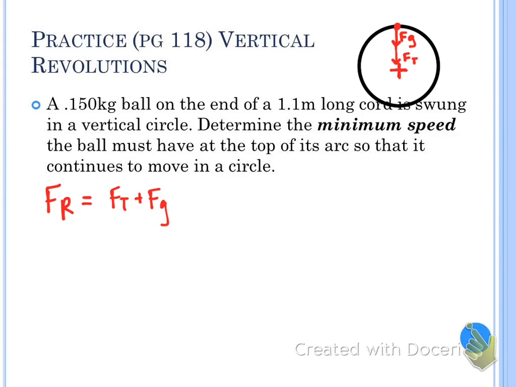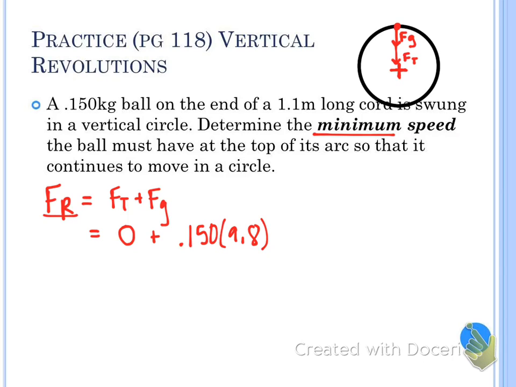If we know our object is at the top of its motion, what do we know about the tension in the string? It's the minimum it can do without falling out. So technically our tension would be 0. We want the least amount that it can do. That's specific to this problem because we're looking at the minimum speed. If it was the maximum speed, you would have to be given a tension there. Minimum speed means tension is 0. Fg is always what times what? Mass times gravity.